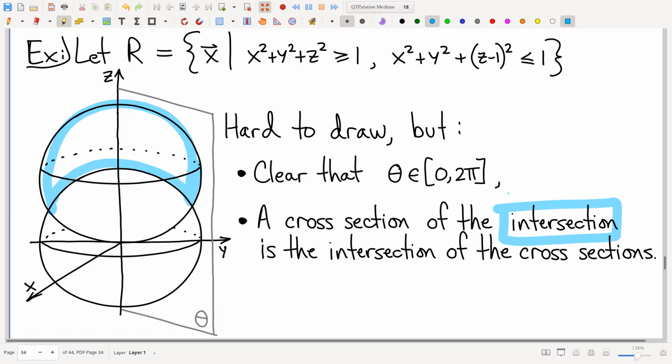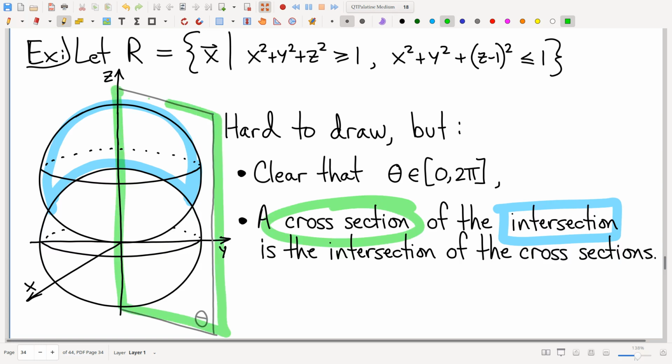We're looking for points that satisfy two requirements. Inside of this ball and outside of that ball, it's kind of an intersection of sorts. I'm going to call it an intersection. We need to take cross sections of it. Right? I need to think about how do I do that cross section of that intersection. So here's the clever observation. I can look at the individual cross sections.